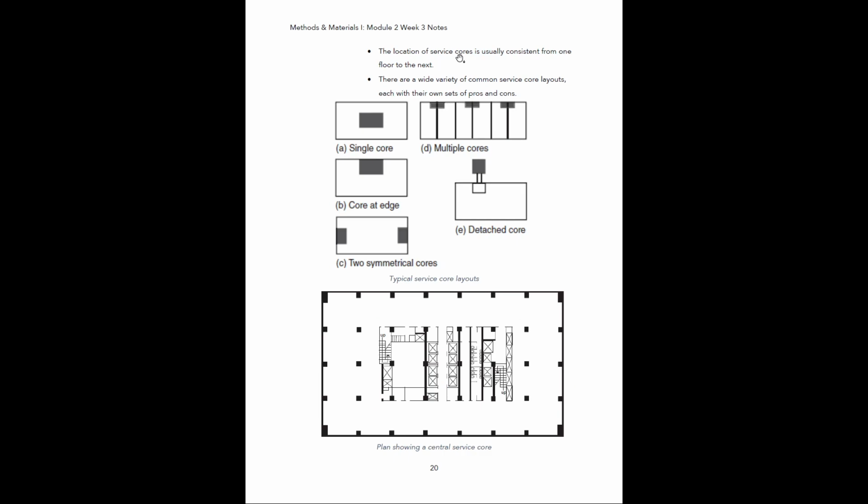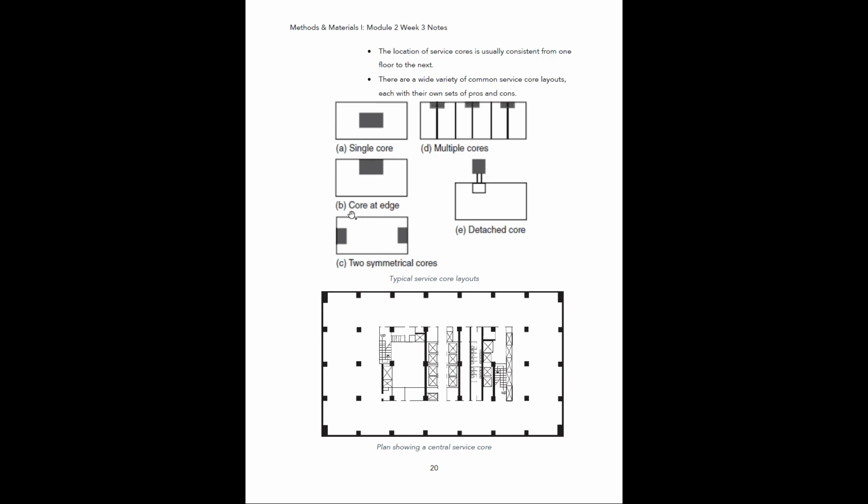The locations of service cores are usually consistent from one floor to the next, and there are a wide variety of common service core layouts, each with their own sets of pros and cons. So the textbook is going to explain these a little bit more in depth, and explain the pros and cons of each of them. But if you look at the basic layouts that we have listed here, you can see we have a single core, which is just a core right here in the middle of the building. Here's a core at the edge, so at the top edge of this building is where that's placed.